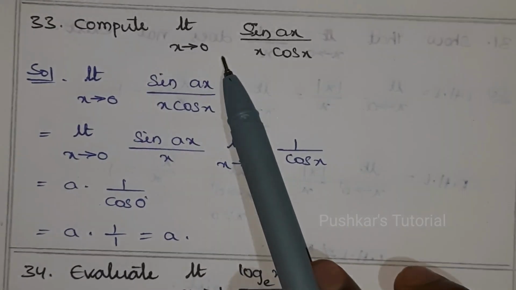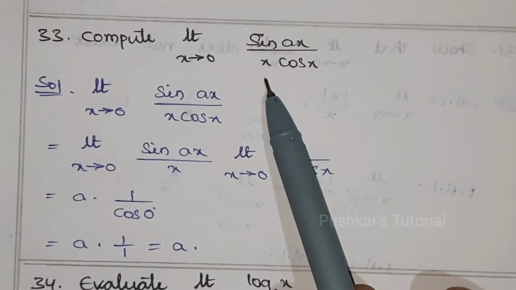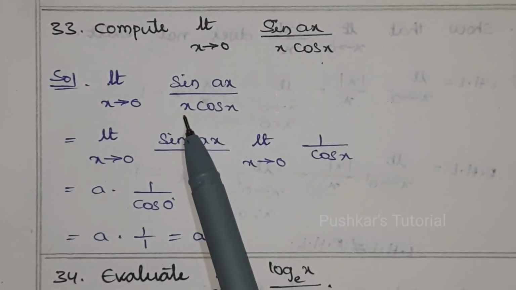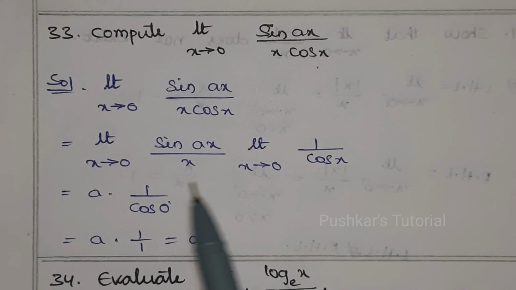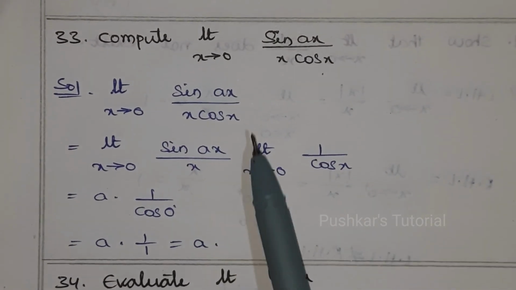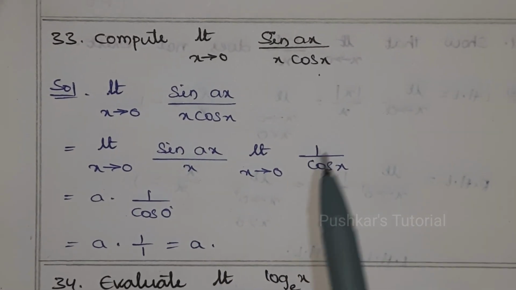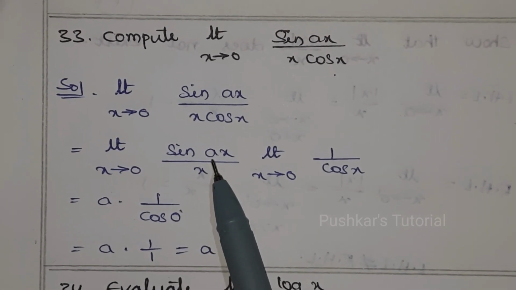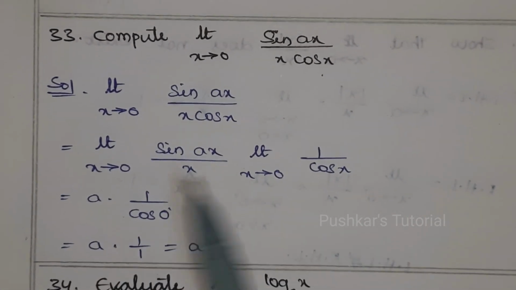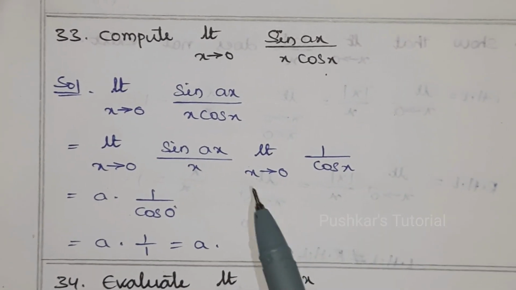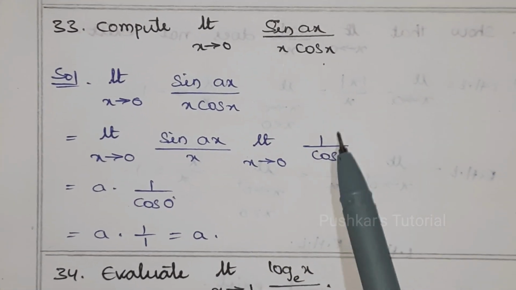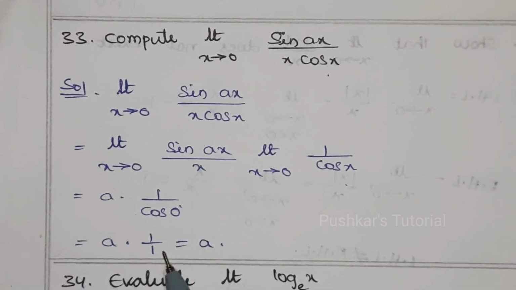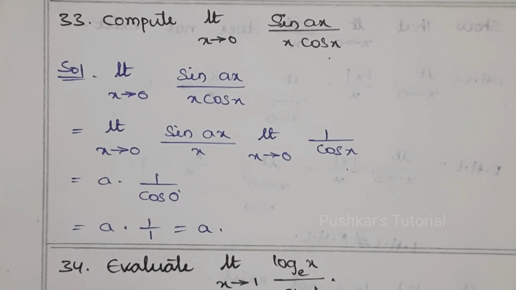Find limit x tends to 0, sin ax by x cos x. To get the formula, sin nx by x answer is 1, so I need by x only, and the remaining I don't want, separately you write 1 by cos x. Limit x tends to 0, sin nx by x answer is n. Instead of n, a. 1 by cos x, in the place of x put 0. Cos 0 value how much? 1. So a into 1, answer is a.